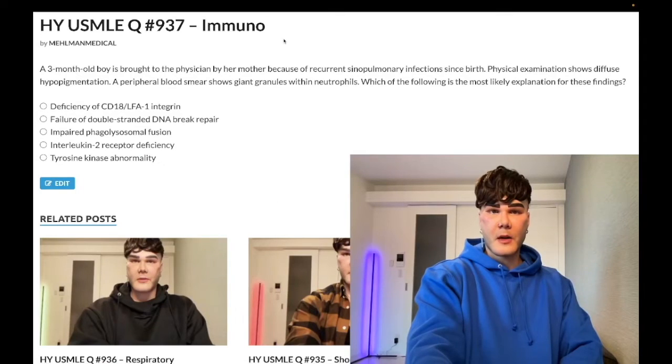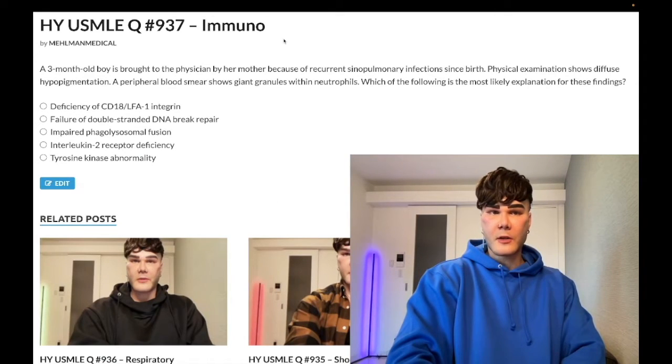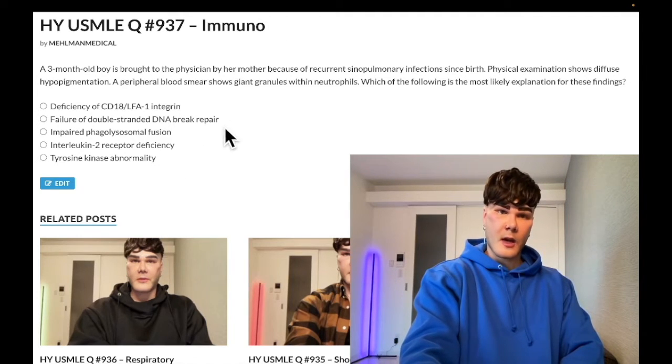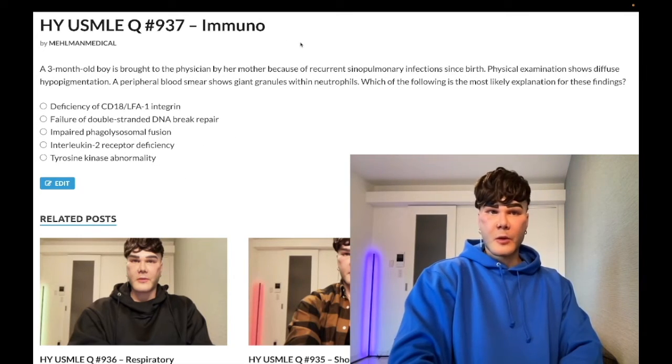How's it going, guys? We have a medium difficulty question for Immuno Step 1, Pediatrics 2CK. The latter, they expect you to know immunomechanisms like this at a Step 1-esque level. Some of you will think this is too easy. Relax, okay? So 3-month-old boy, recurrent sinus pulmonary infection since birth.